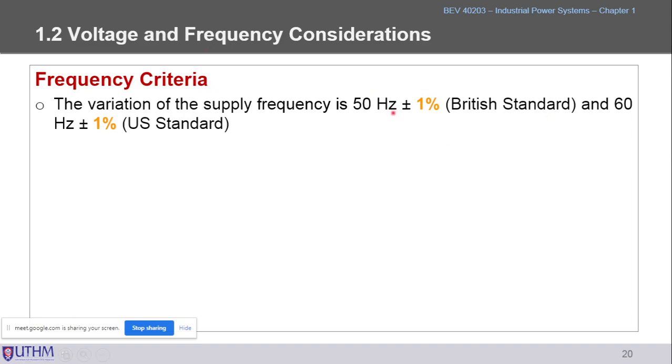Because the frequency is dealing with time, any controller in a factory, for example, where we use a PLC, we have timers. All the timers depend on the frequency. So if the frequency varies too much, let's say 5%, you will have a very chaotic condition in your factory. All the timers are gone, all the controllers are gone.